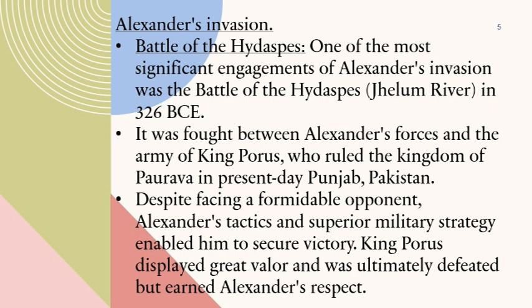Battle of the Hydaspes: One of the most significant engagements of Alexander's invasion was the Battle of the Hydaspes, Jhelum River, in 326 BCE. It was fought between Alexander's forces and the army of King Porus, who ruled the kingdom of Porwa in present-day Punjab, Pakistan.